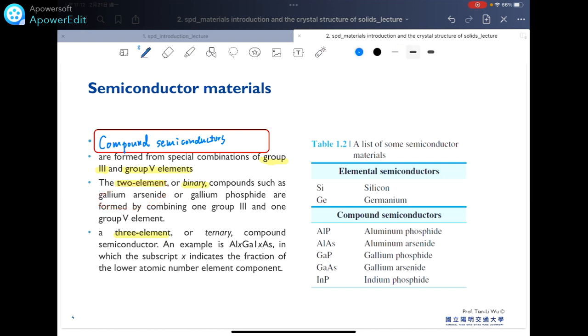So this is GaAs. There are only two elements. Or gallium phosphide, this is GaP. So these are the two elements. But if we consider three elements, we can have, for example, aluminum gallium arsenide here. So these are the three elements.